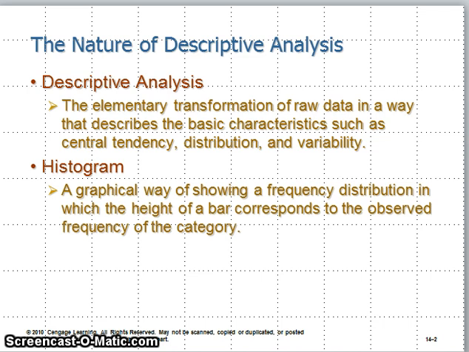A histogram is a graphical way of showing a frequency distribution in which the height of the bar corresponds to the observed frequency of the category. In the next slide or two, I'm going to provide an example of a histogram, and when you see it, I think you're going to realize that you've seen histograms many times before as you progress through your educational journey.